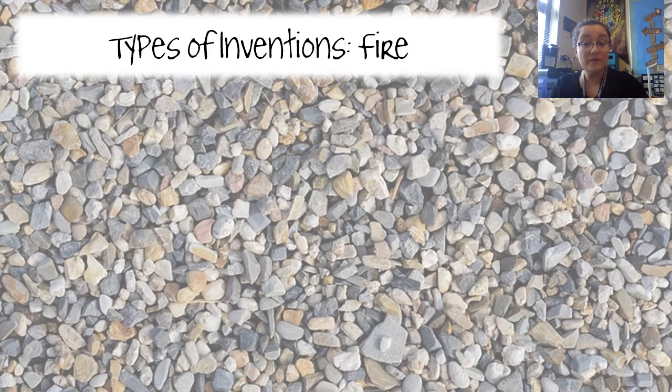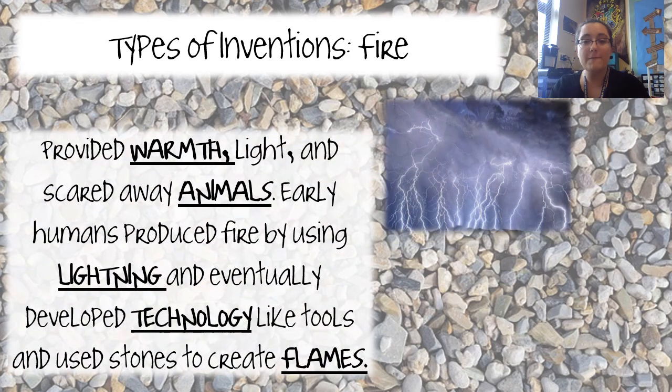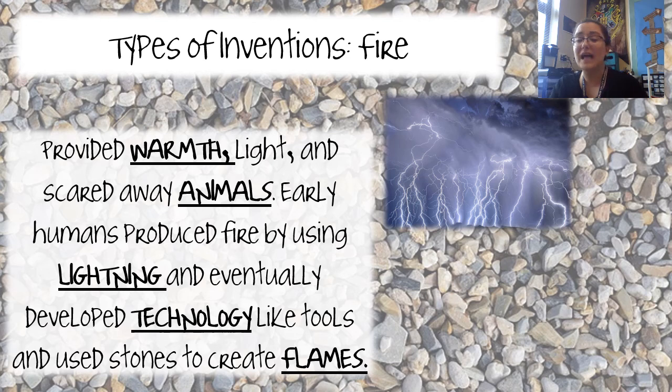Now, we also invented things to keep us warm from all that snow and to keep wild animals away. Fire produced warmth, light, and it scared away animals. It kept us safe. So it gave us lots of different things. We first started using lightning strikes, and we observed that when lightning struck, it caught things on fire, made animals run away, and kept warm if you were able to control it.